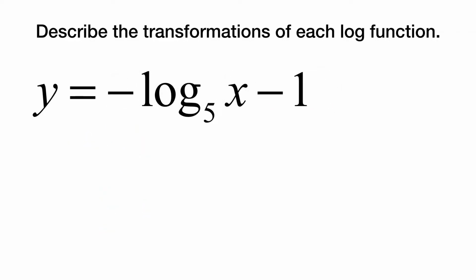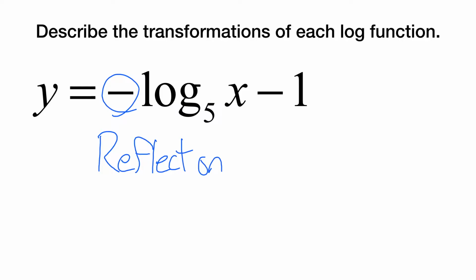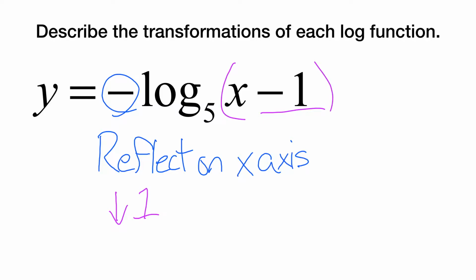All right, now we have negative log base 5 of x, minus 1. So we have two major things that are happening here. First, the negative. That negative is a reflection over the x axis, because it's going to reflect like this. Now let's talk about the next part. Minus 1 is down 1. Please do not think it's going to end up being right 1. It would only be right 1 if we had parentheses, which we don't.